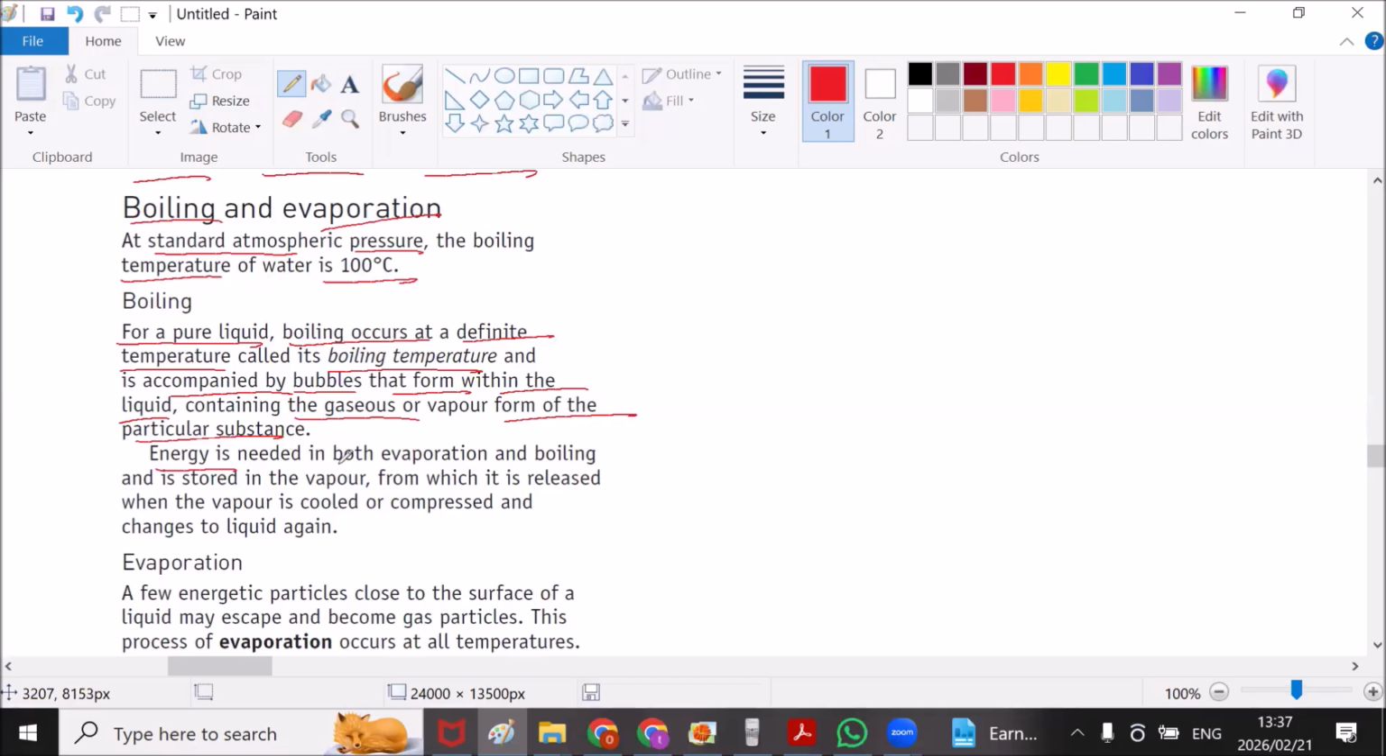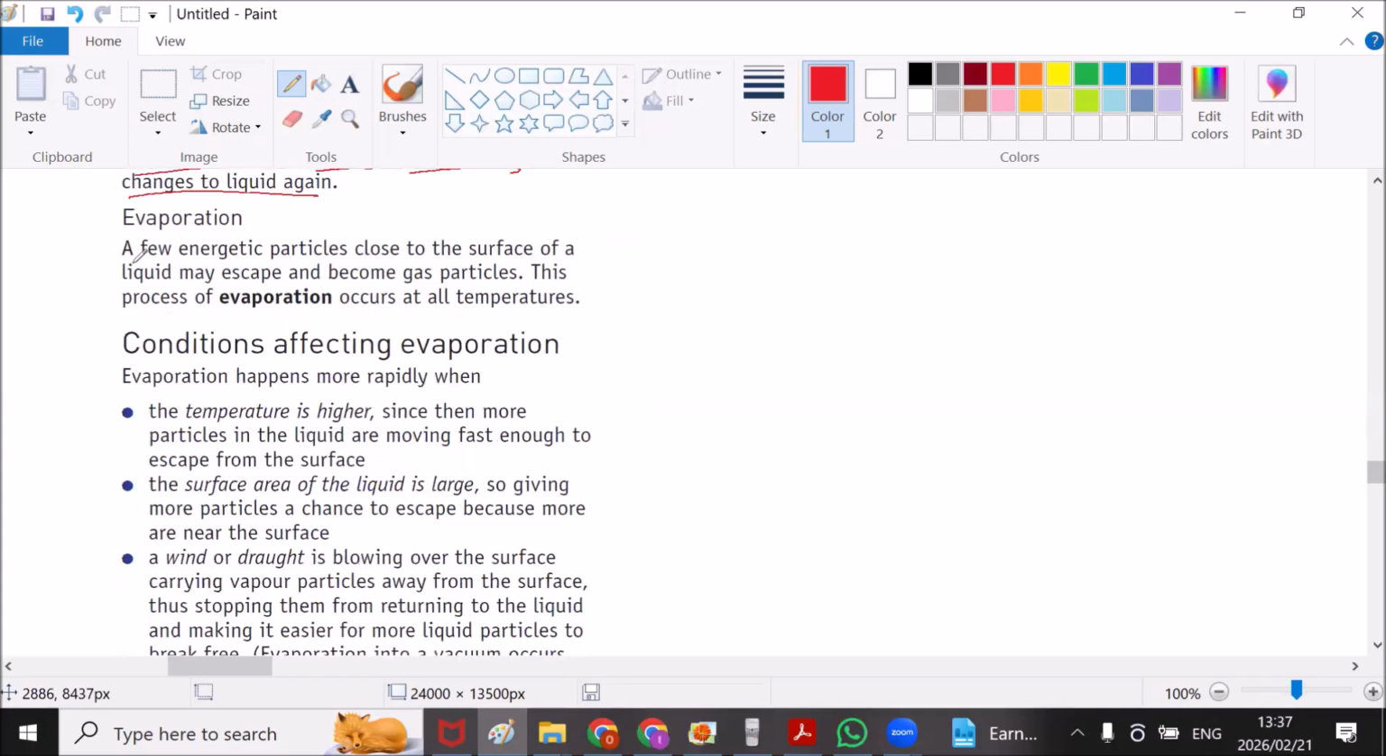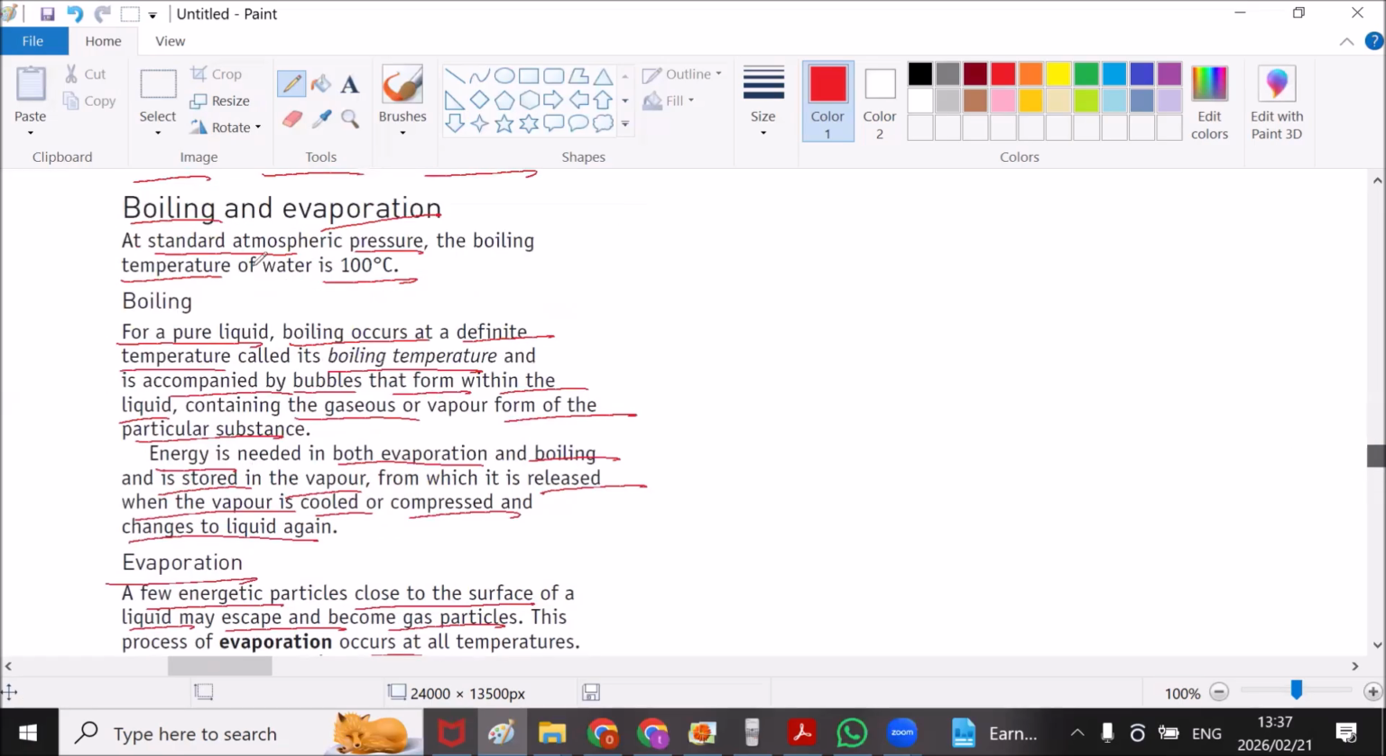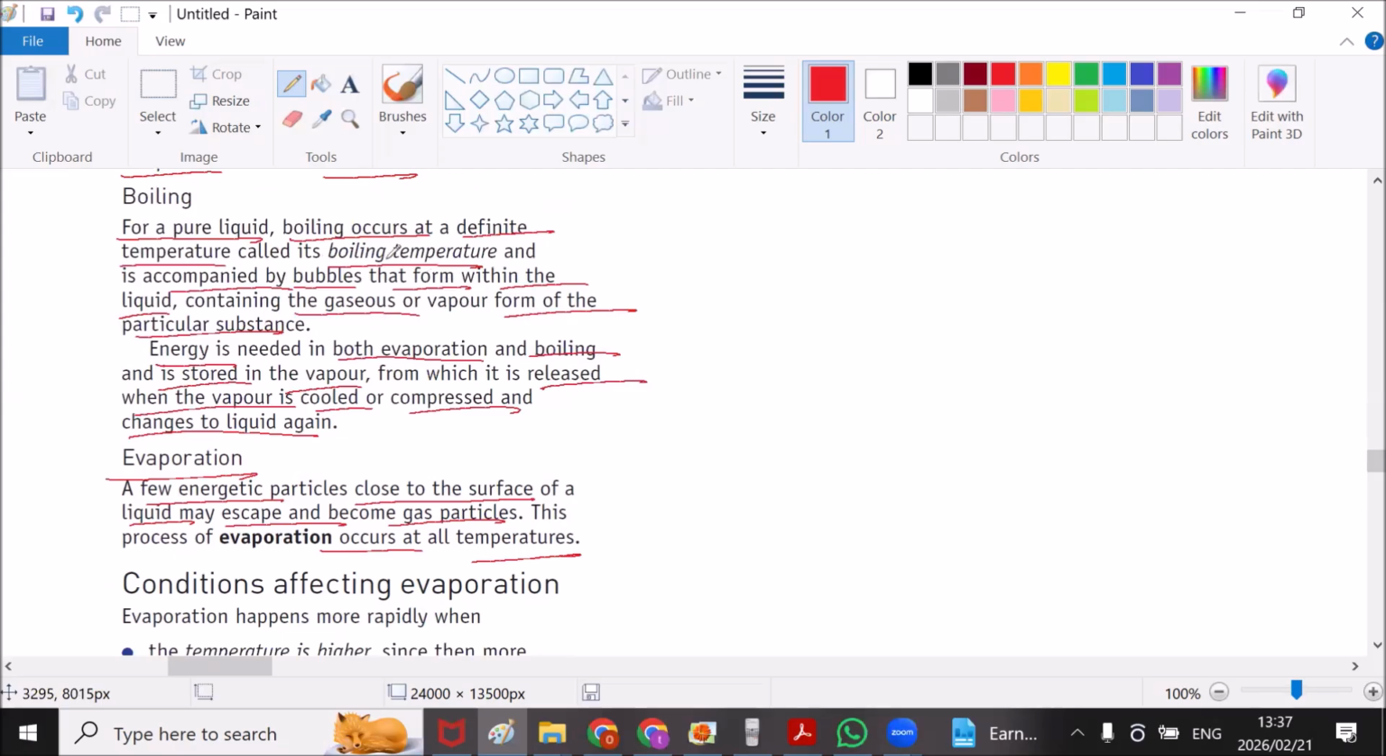Energy is needed in both evaporation and boiling, and is stored in the vapor, from which it is released when the vapor is cooled or compressed and changes to liquid again. Evaporation. A few energetic particles close to the surface of a liquid may escape and become gas particles. This process of evaporation occurs at all temperatures, unlike boiling, which occurs at a particular temperature called the boiling point.